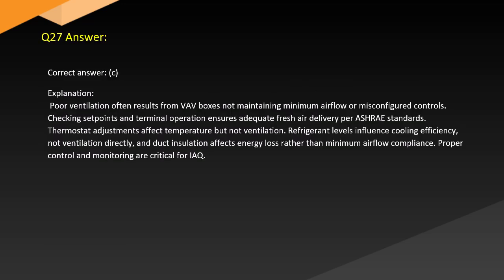Answer. Correct answer: C. Explanation. Poor ventilation often results from valve boxes not maintaining minimum airflow or misconfigured controls. Checking set points and terminal operation ensures adequate fresh air delivery per ASHRAE standards. Thermostat adjustments affect temperature but not ventilation. Refrigerant levels influence cooling efficiency, not ventilation directly, and duct insulation affects energy loss rather than minimum airflow compliance. Proper control and monitoring are critical for IAQ.